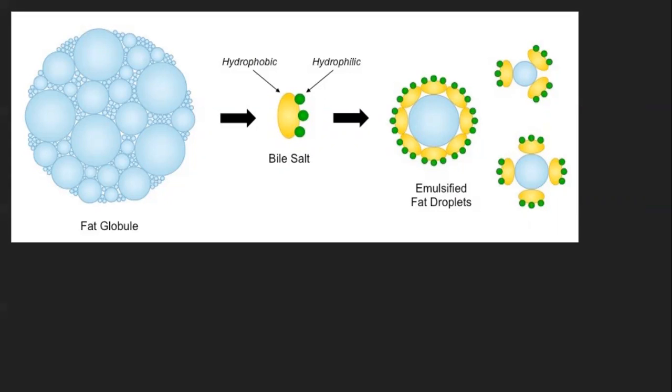So what you need is these bile salts. And what these bile salts do is take the fat globule and break it down into smaller and smaller pieces. And so then each of those pieces can be absorbed with the bile salt. Otherwise, the fat is just going to go right through and not be absorbed.